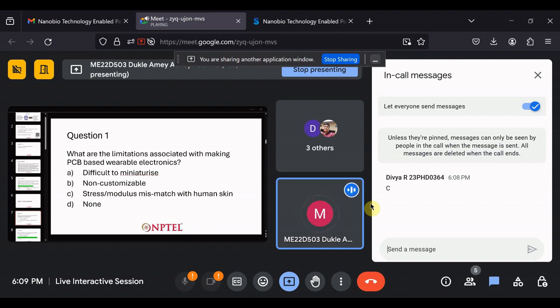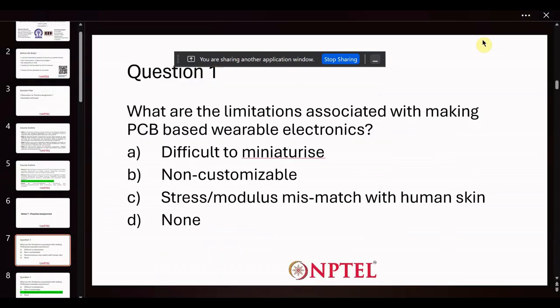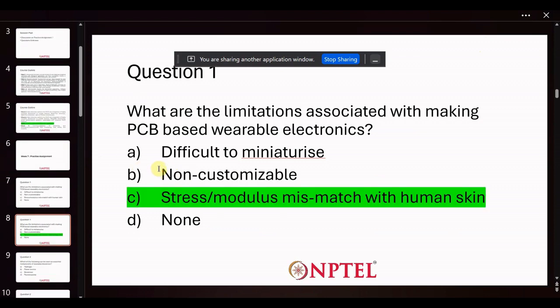So it is highly customizable and very easy to miniaturize, but as I said earlier, the base material is a silicon wafer, and silicon wafer and your human skin have a very big mismatch in stress strain modulus. Silicon is a highly brittle material with a very high stress modulus, unlike the stress strain characteristics of skin. Our skin is highly elastic; you can pull it and it doesn't fracture until the force is very high. Silicon can take a lot of compressive loading, but not tensile or shear loading. That is why the answer is stress strain modulus mismatch with the human skin. Whenever you want to do wearable electronics, your aim will be to match the stress strain properties of the skin.